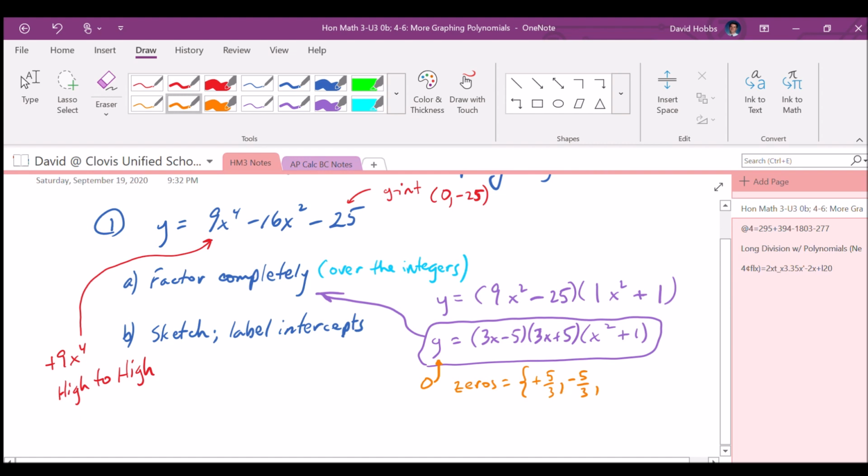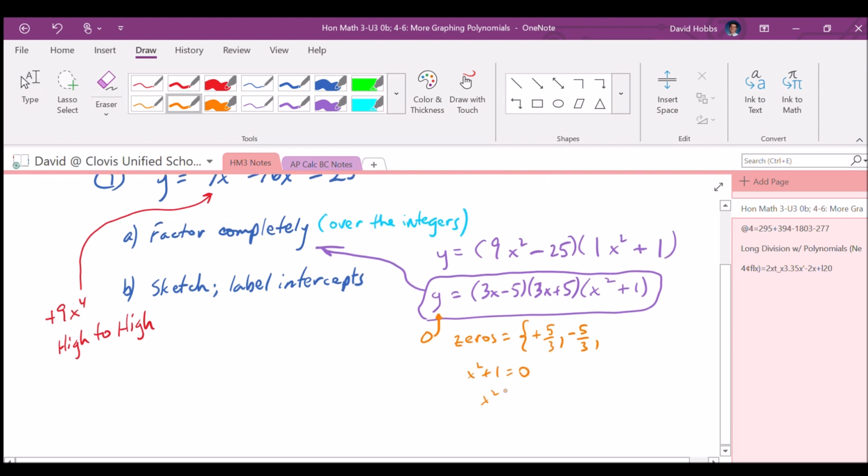Now, x squared plus 1, if we set that equal to 0, and if we tried to solve, I could move the 1 to the other side, and I could square root both sides. Of course, I'm getting absolute value of x, but we can take care of it by doing the plus or minus. So x equals plus or minus the square root of negative 1, which we know is plus and minus i. So as far as the zeros, the roots, we have all 4 roots.